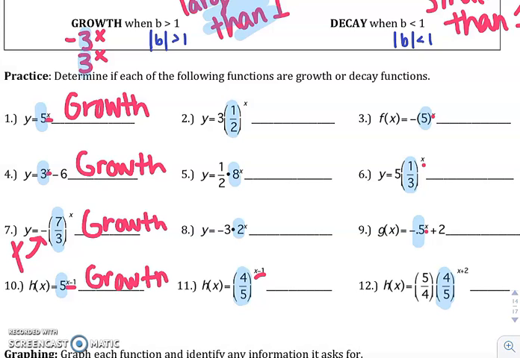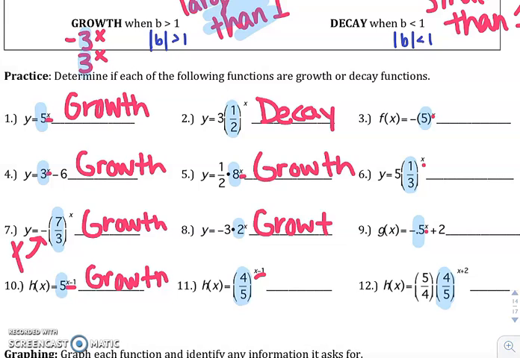3 times 1/2 to the x. 1/2 is smaller than 1, so that will be decay. 1/2 times 8 to the x. It's not just the number in the front. The 1/2 is not what you're looking at. It's whatever is attached to that exponent of x. So 8 is larger than 1, so growth. -3 times 2 to the x. 2 is larger than 1. 4/5 is smaller than 1, so decay.